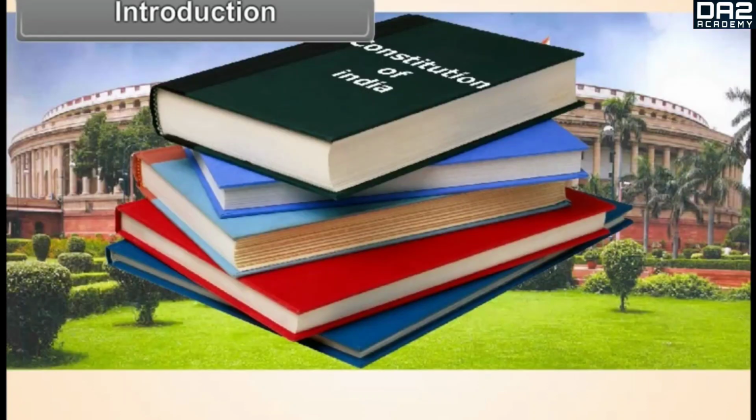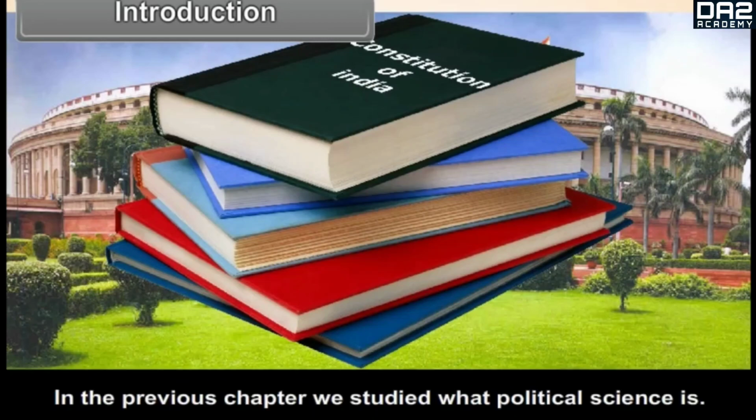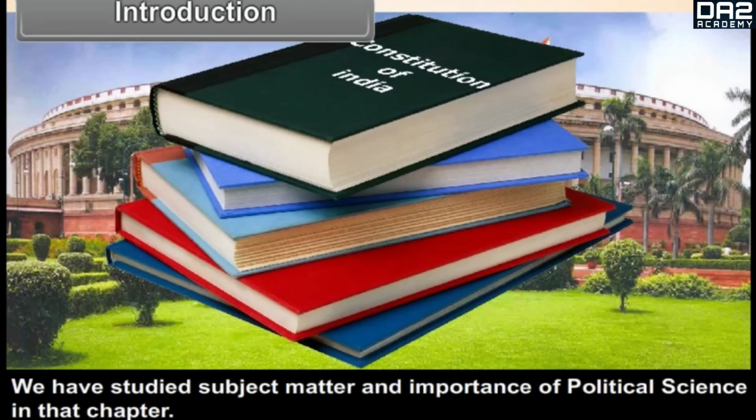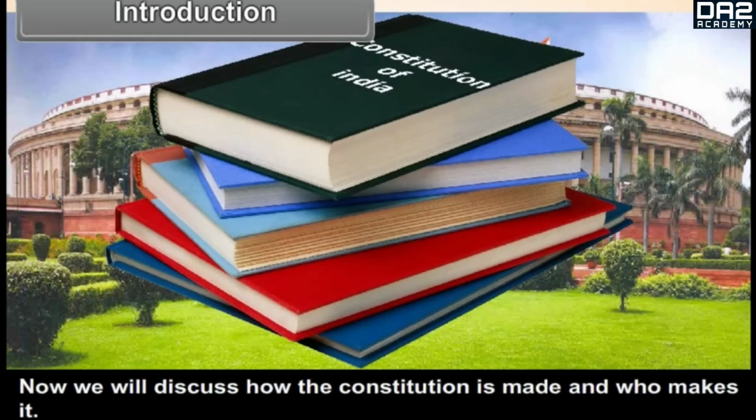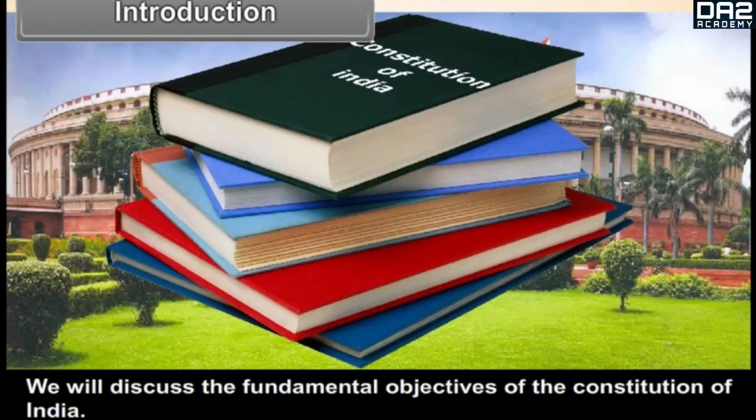Chapter 5: Making of the Constitution. In the previous chapter, we studied what political science is. We have studied the subject matter and importance of political science in that chapter. Now, we will discuss how the Constitution is made and who makes it. We will discuss the fundamental objectives of the Constitution of India.